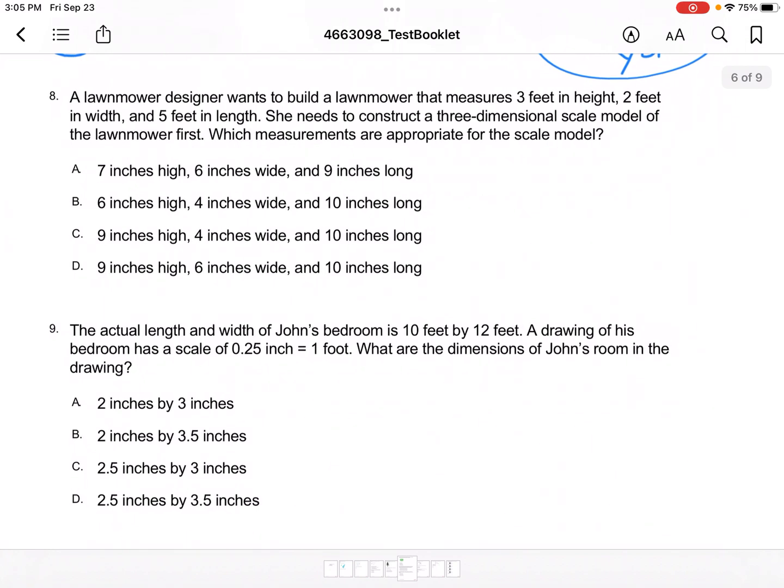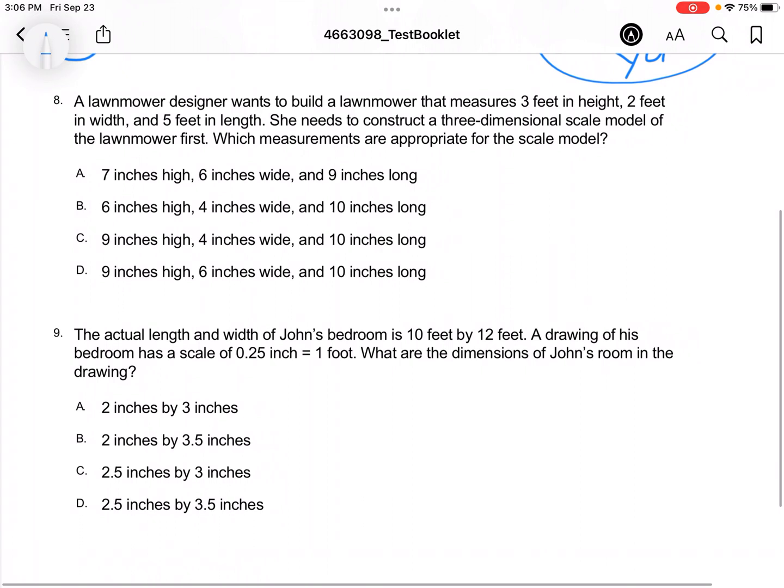The lawnmower designer wants to build a lawnmower that measures 3 feet in height, 2 feet in width, and 5 feet in length. She needs to construct a 3-dimensional scale model of the lawnmower first. Which measurements are appropriate for the scale model? Well, I need to figure out what would work. So 7 divided by 3 is going to be 2.3 repeating. 6 divided by 2 is going to be 3 straight up. So I know that they're not using the same scale factor. So A is out.